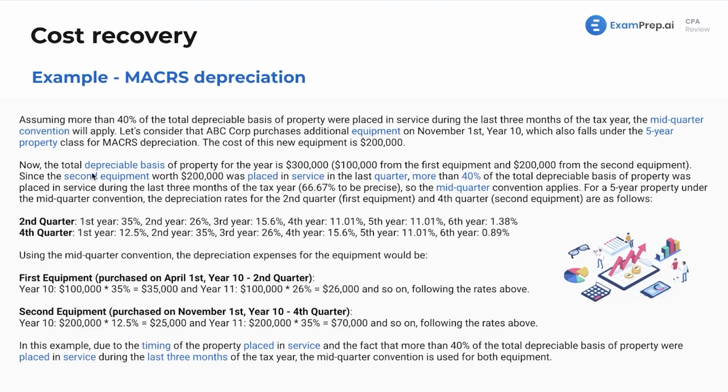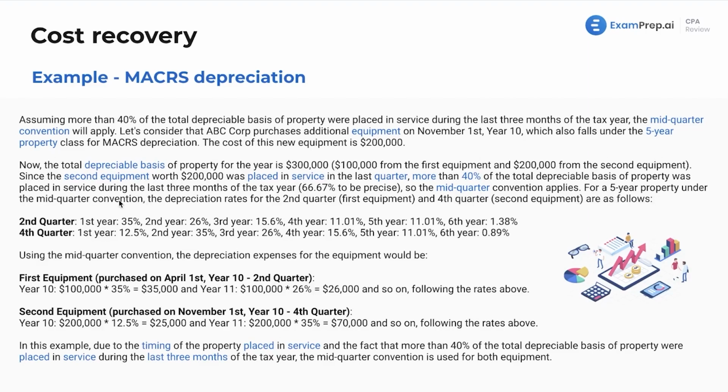Now here we see that the total depreciable basis of the property for the year is $300,000. That's $100,000 from the first equipment and $200,000 from the second equipment. Since the second equipment worth $200,000 was placed in service in the last quarter, that means more than 40%. A nice simple little math there: more than 40% of the total depreciable basis of the property was placed in service during the last 3 months of the tax year. That's 66%, 2/3. So the mid-quarter convention will apply.